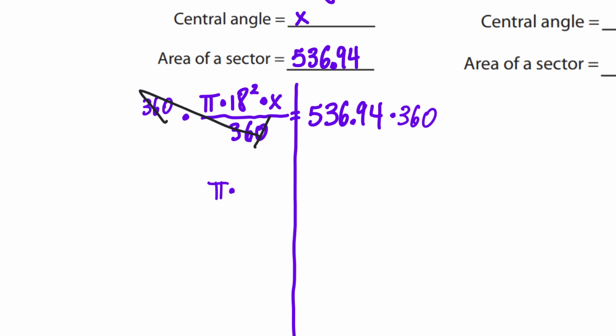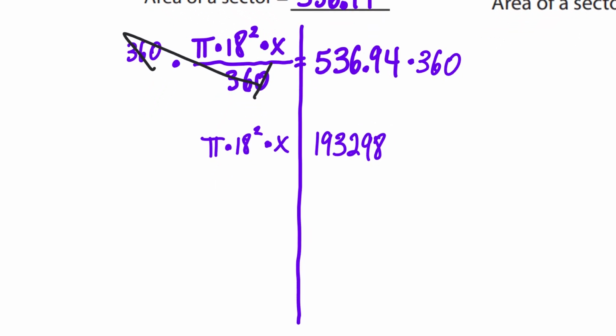So we're going to have pi times 18 squared times x. And what's 536.94 times 360? 193,298. Yeah, that's the number she said, 193,298.